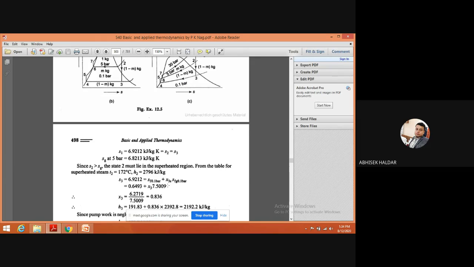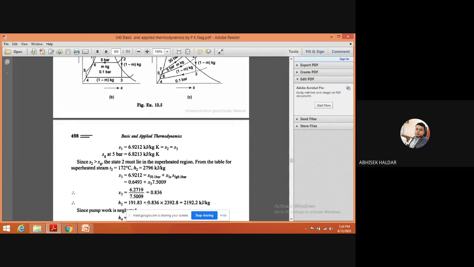So here you see S3 is nothing but this point, S3 or S2 or S1, the same value. So it is nothing but SF plus X into SFG. That equation is well known to us. X is the quality or dryness fraction at this point 3, that I have to find out. Because I have to find out H3, that is my goal basically. If I don't know this value of X, I cannot find out the value of H at this point if I have to use the steam table. So better you find out the dryness fraction first.